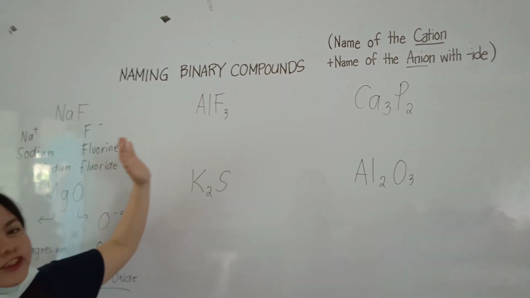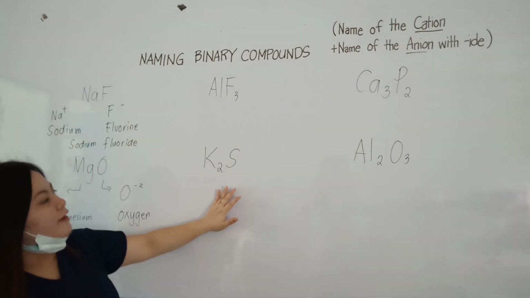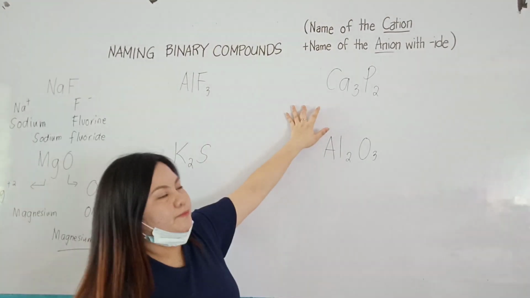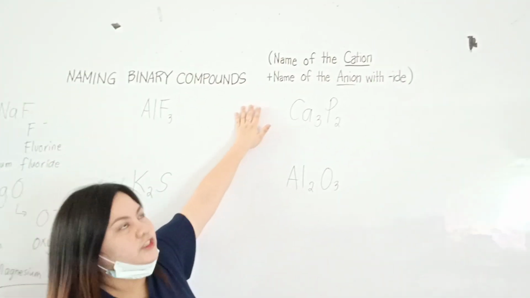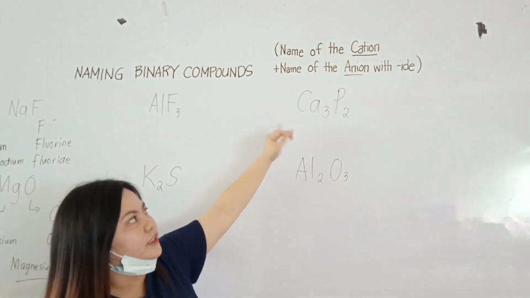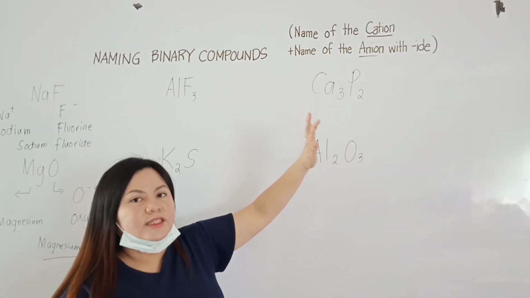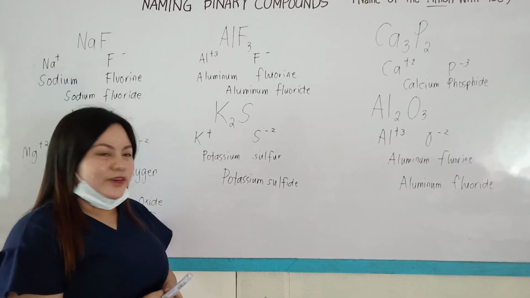Okay, so now I want you to try these examples. You have to name AlF3, K2S, Ca3P2, Al2O3, and just follow this format. You just have to know the name of the cation and their charge, and the name of the anion, and then put suffix IDE. Okay, let's check if your answers are correct.